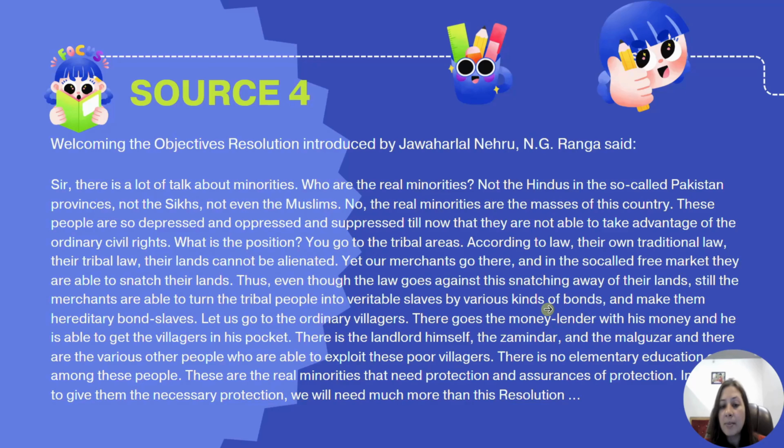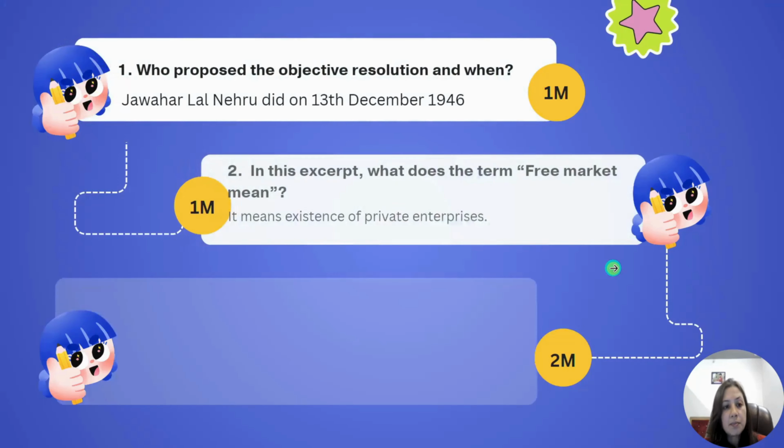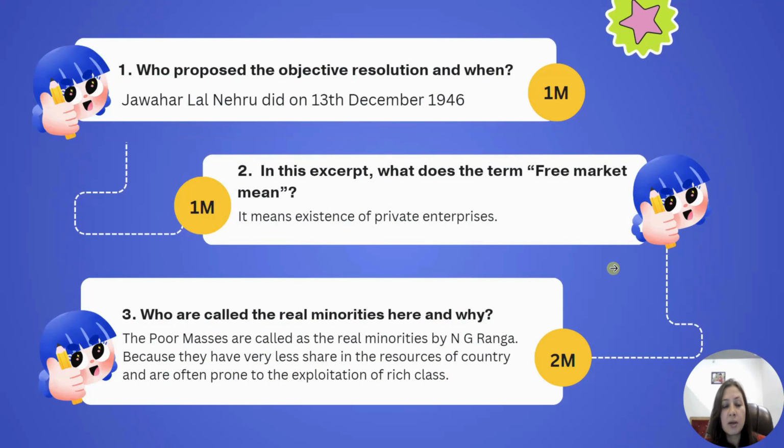You go to the tribal areas. So this statement itself tells us that according to N.G. Ranga, tribals were the minorities. Let's come to the question. Who proposed the objective resolution and when? I told you it was Jawaharlal Nehru on 13th of December 1946. Please learn this statement by heart.